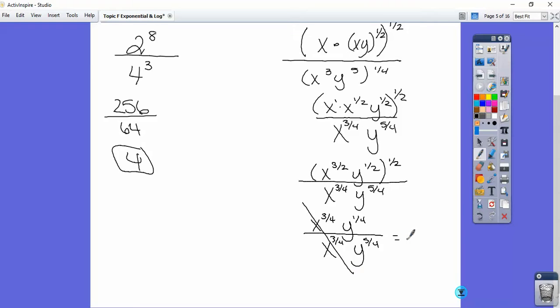My y's, we can subtract. Do you have more on the top or the bottom? Bottom, so it will end on the bottom. 5/4 minus 1/4 would be 4/4, which is just 1. So we end with 1/y. Questions for me?